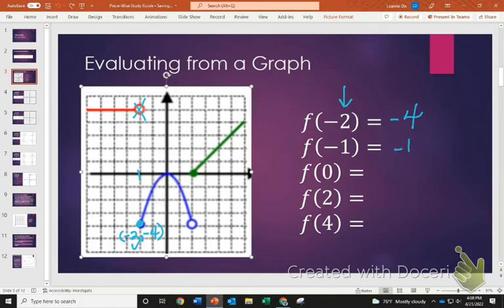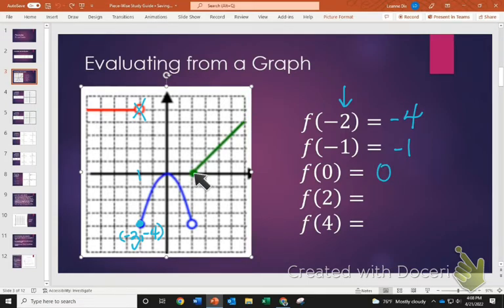So my answer is -1. F of 0, same idea. Nothing above it, but there is a point already here. My y value, my ordered pair here, is 0, 0. So my answer is 0. Then I have f of 2.